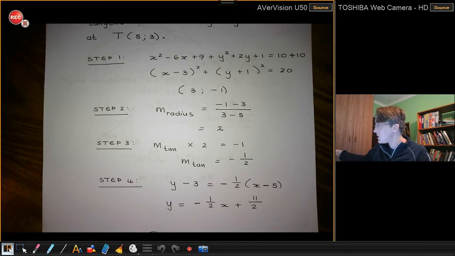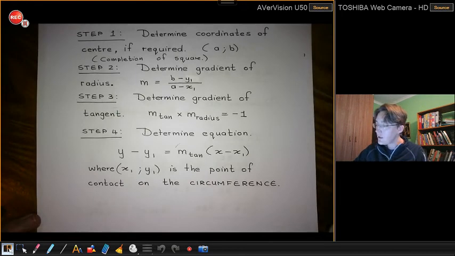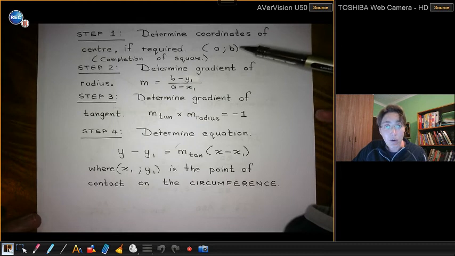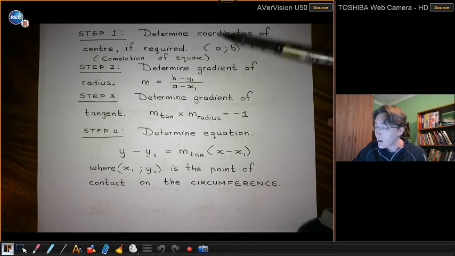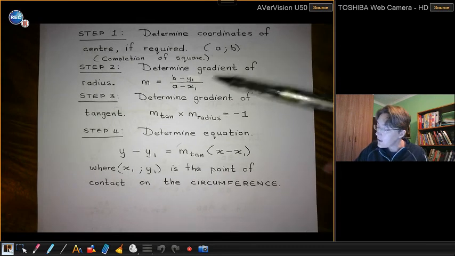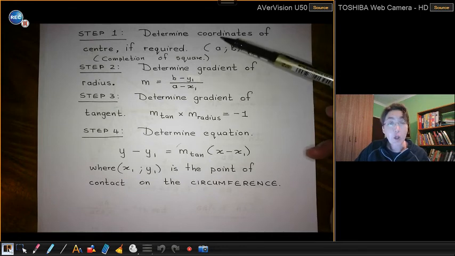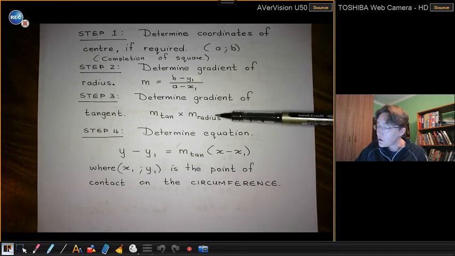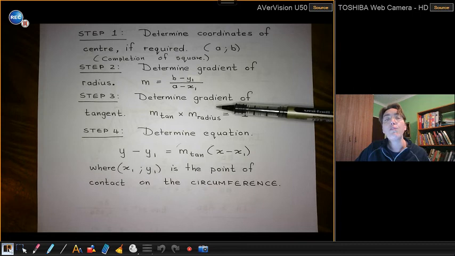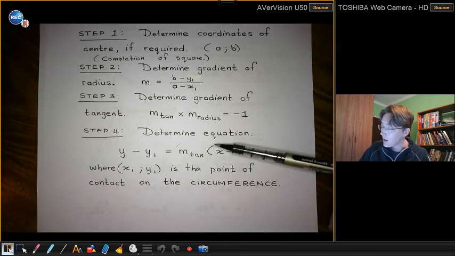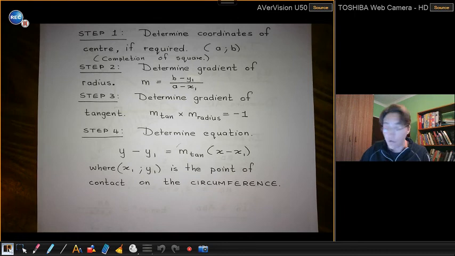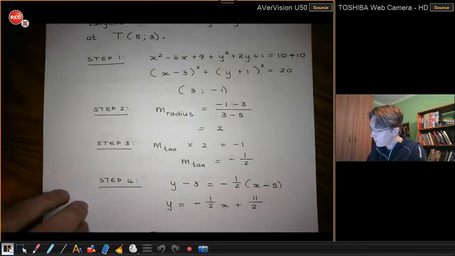And there, just again, your steps. Step 1, determine the coordinates of the center if required. If it's not clearly given, generally it involves completion of the square. Step 2, determine the gradients of the radius. Careful, that's got to go from the center of the circle that you calculate in step 1 to the point of contact on the circumference. Then you can determine the gradient of the tangent because of the fact that the tangent is perpendicular to the radius. And then you can just sub it into that equation formula. So pretty easy and straightforward.